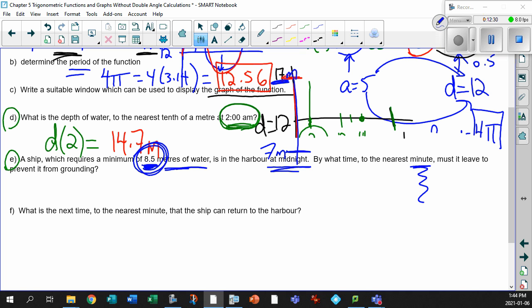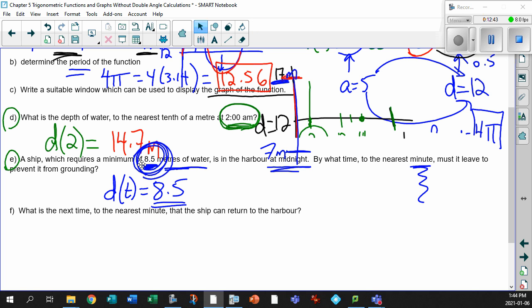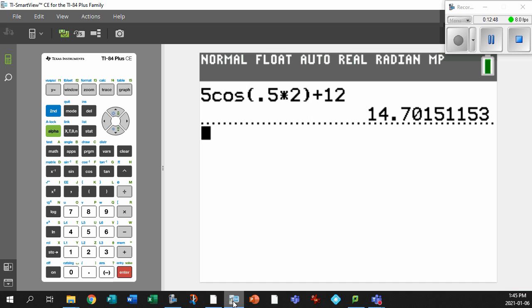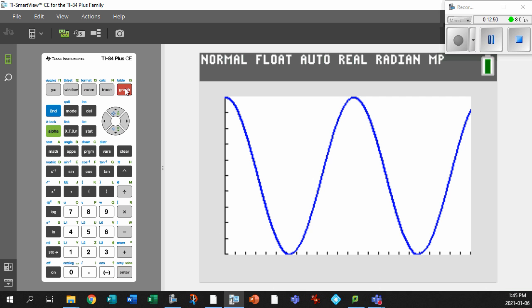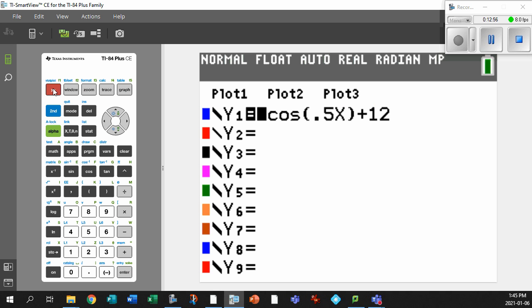Well, isn't 8.5 meters a depth? It's a depth at a certain time, isn't it? So guess what? That 8.5 meters, well, wait, where is 8.5 meters according to our little sketch? Should be right around here. Well, if we do that, go back into your calculator and look at the graph again. Find me a depth at 8.5 meters. How do we do that? Y equals 8.5. Boom. Graph it. Look at that.